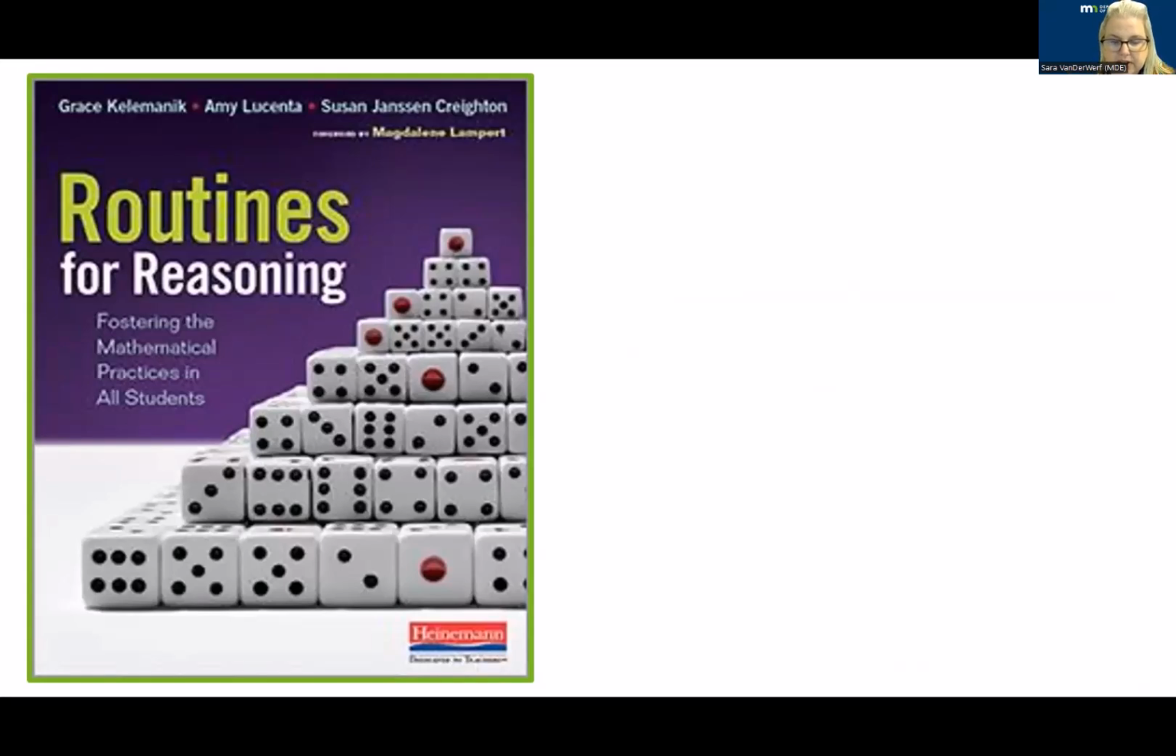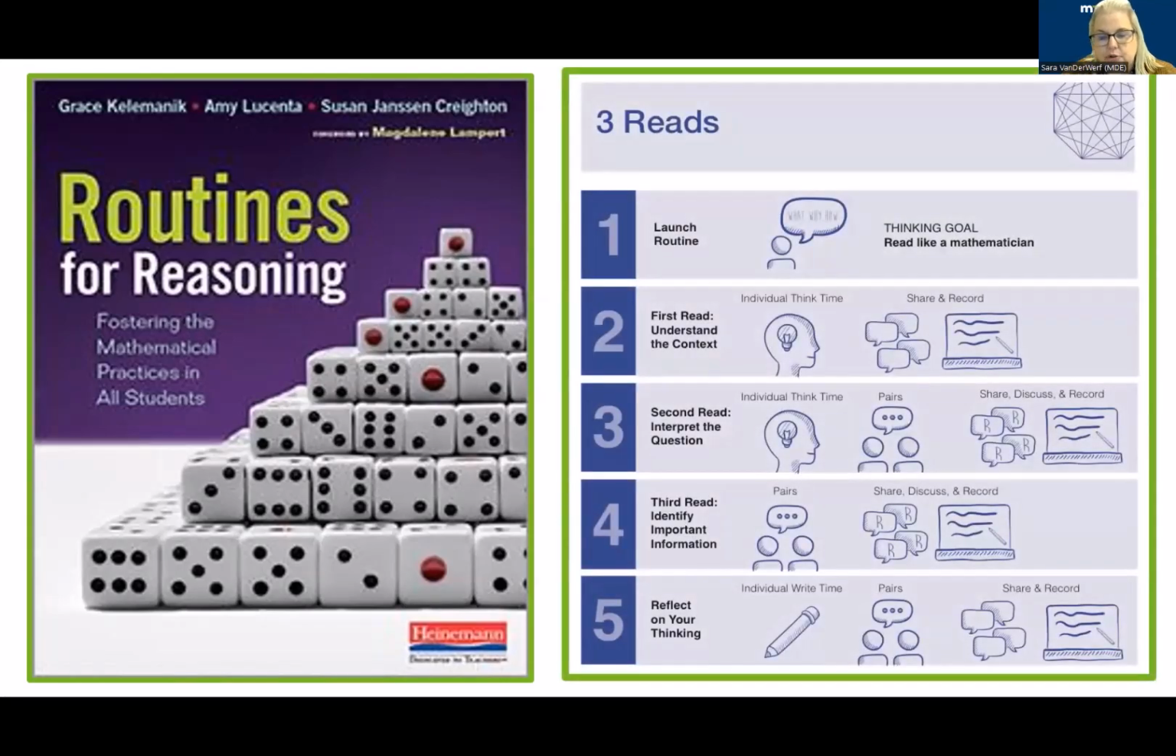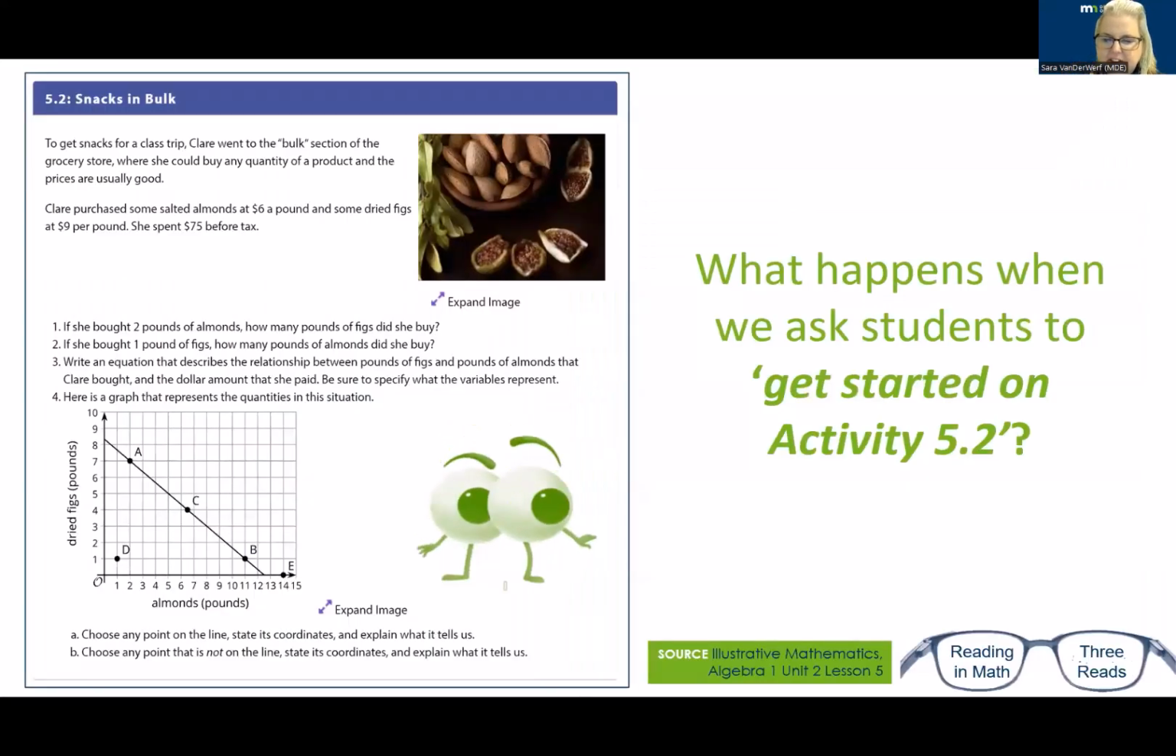One place you can read about this is in a book from Grace and Amy called Routines for Reasoning. In there, they break down 3 reads. When you signed up for this webinar, I even gave you the page numbers where you could read specifically about this routine, because they have lots of other routines in this book if you want to do a deep dive into that. So we're going to practice this routine with just a random task. I'm using something from an open resource materials that anybody is free to take a look at. This is from an Algebra 1 task.